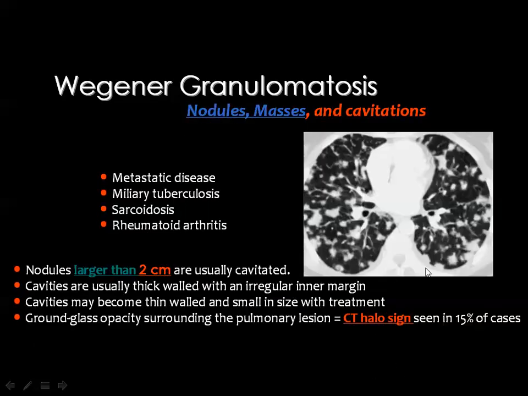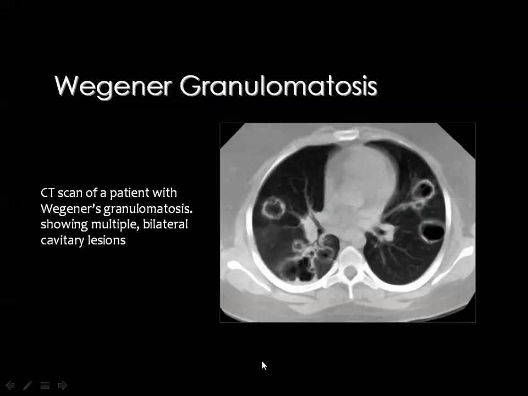And if the nodules coalesce together, they form larger nodules, then they form masses, and the differential diagnosis will also be the same. And nodules larger than 2 centimeters will usually develop cavities, and some of the nodules are surrounded by ground glass opacity, which is known as the CT halo sign, seen in 15% of the cases.